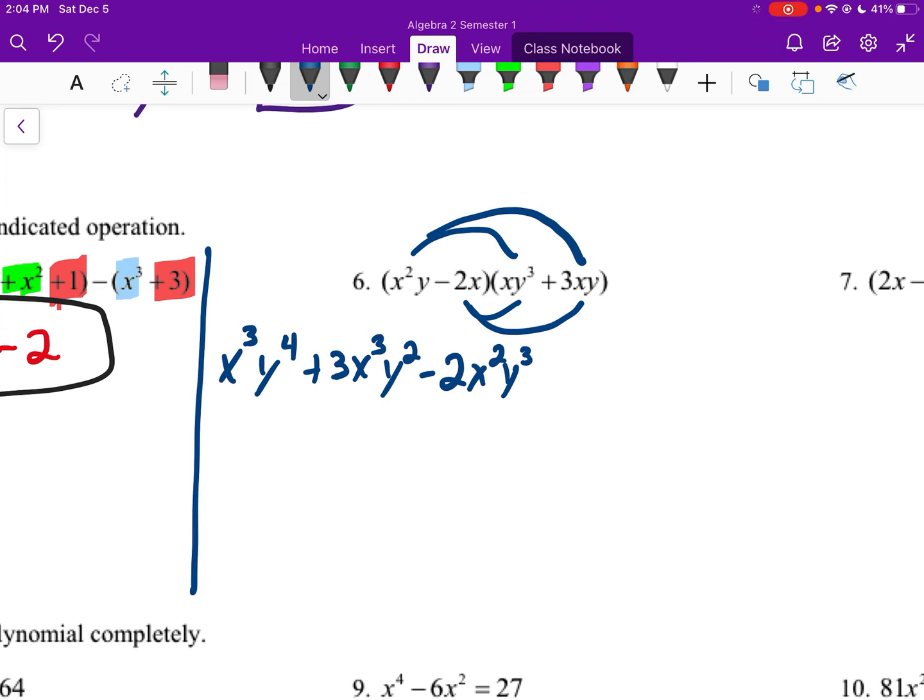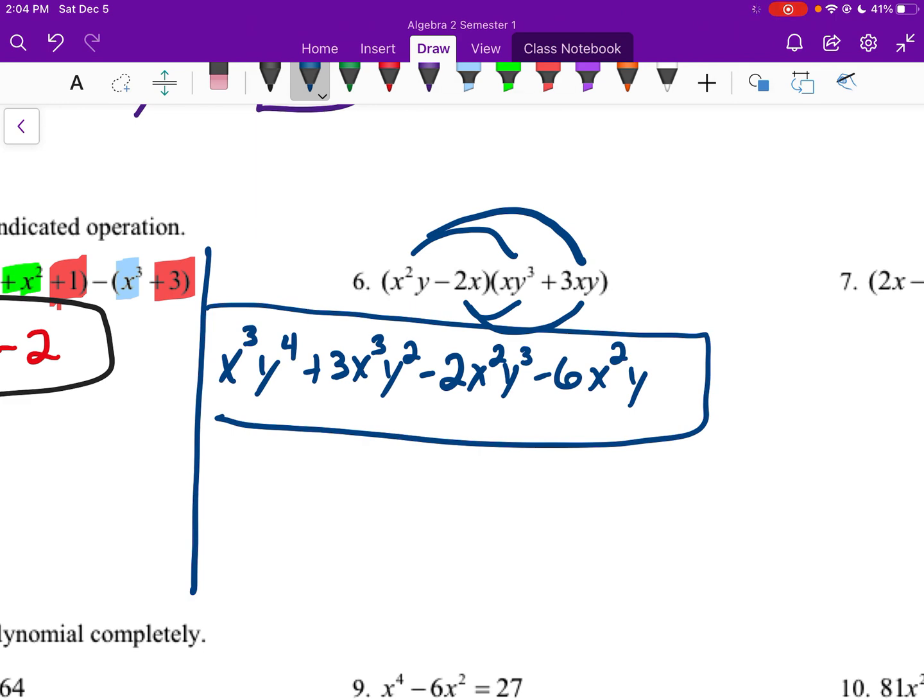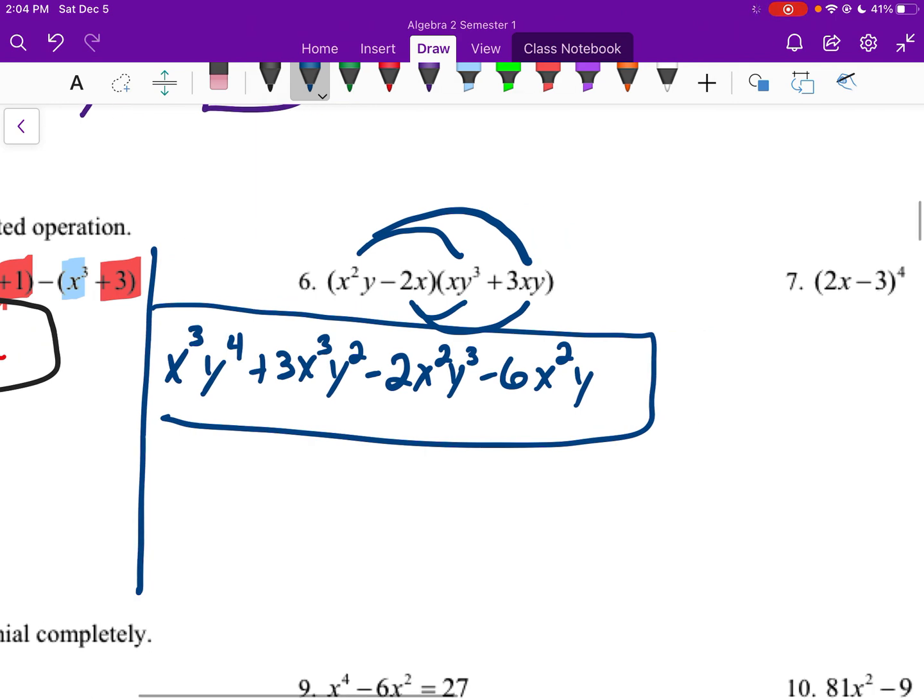Okay, negative 2x times that 3xy now. That's going to give us minus 6 x times x squared, and then just y. So when we're looking to combine terms here, we're looking to see if there's an x cubed y to the 4th. There's no other ones. x cubed y squared, no other x cubed y squareds, no other x squared y cubes, and no other x squared y's. So there are no like terms here, so that is our answer.